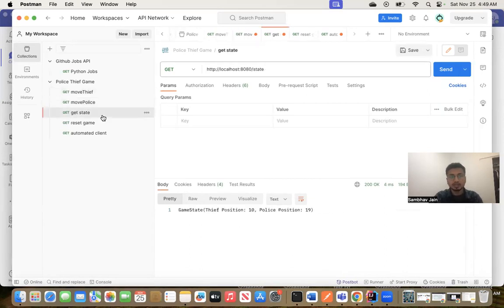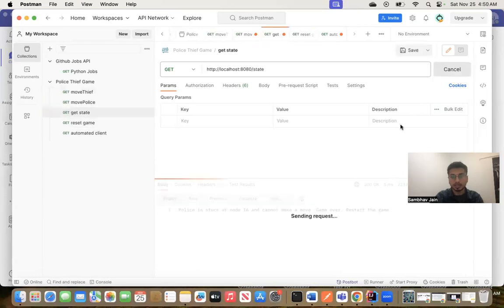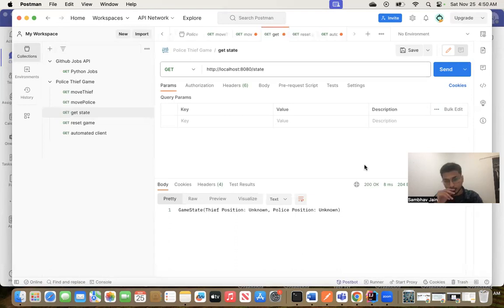Now let's see the state here. So police had stuck at 16. This actually represents the original state, what exactly happened. So we'll have to reset the game again and play again. So we reset the game, we'll check the state again. What's the state? And the state is that there is no position assigned to either the thief or police.